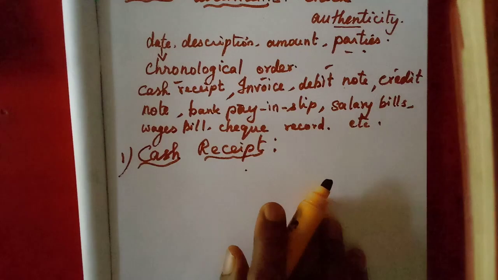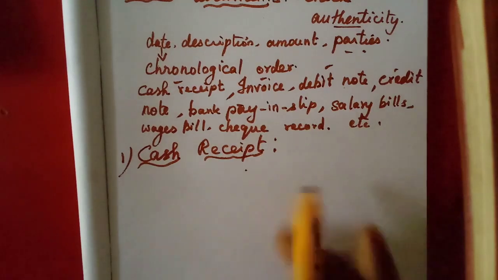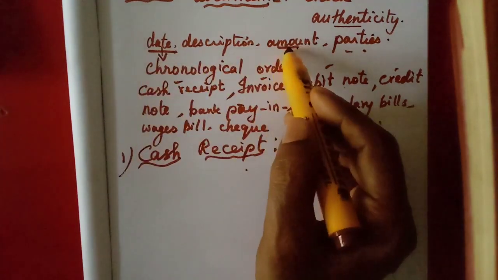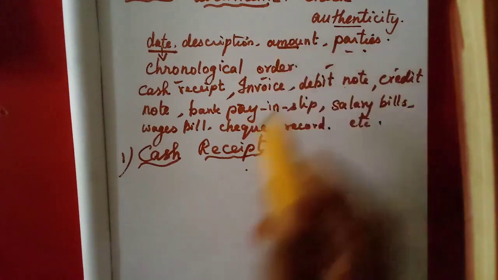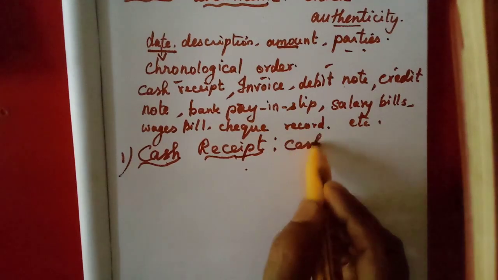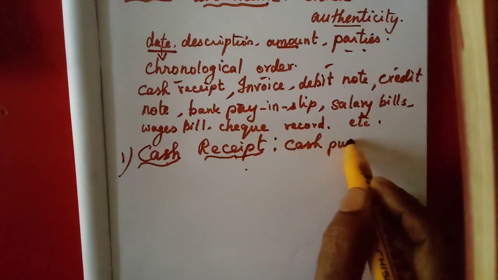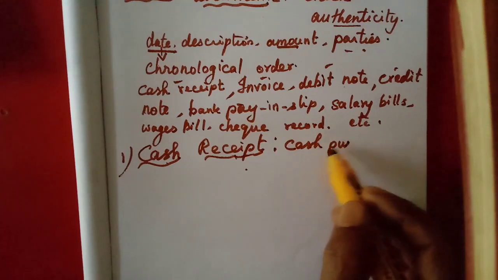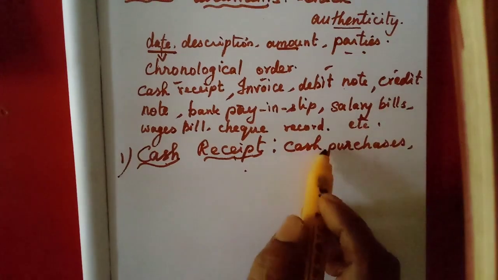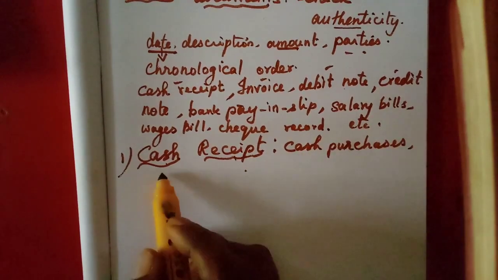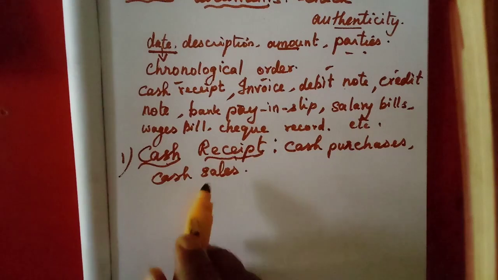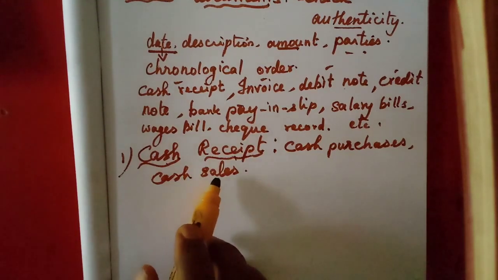What is cash receipt? Here also there will be the date, then the amount that we have received. This cash receipt is given either for cash sales or received for cash purchases. If we purchase something on cash, we will receive one receipt. Then for cash sales, we will issue the cash receipt.